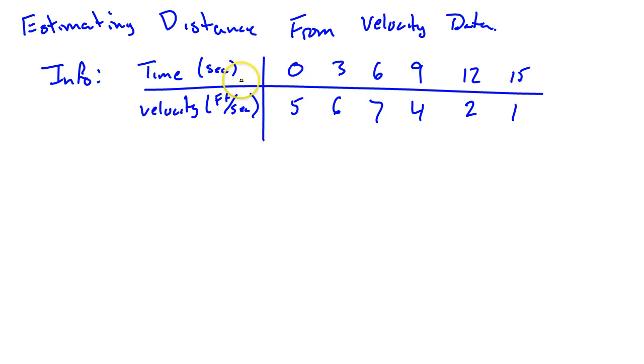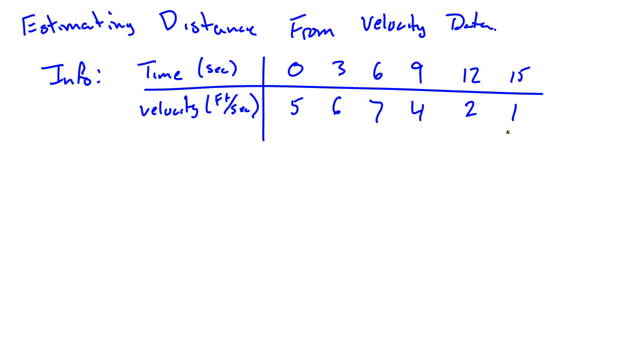So the time here is 15 seconds. At time zero, when this starts, apparently this object is moving at 5 feet per second. Right? 3 seconds later, the velocity is 6, so a little bit faster than it was before. By the 6th second, you're moving at 7 feet per second. By the 9th second, it's slowed down to 4 feet per second. At the 12th second, it's slowed down to 2 feet per second. And by the end of 15 seconds, you're down to 1 foot per second. In that 15 seconds, can you approximate how far this object moved?